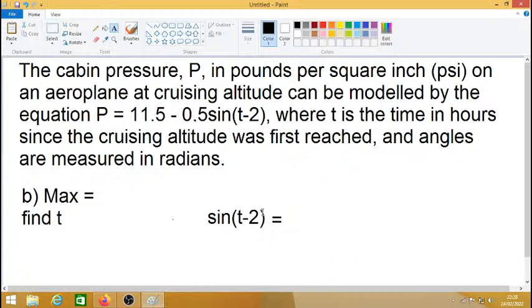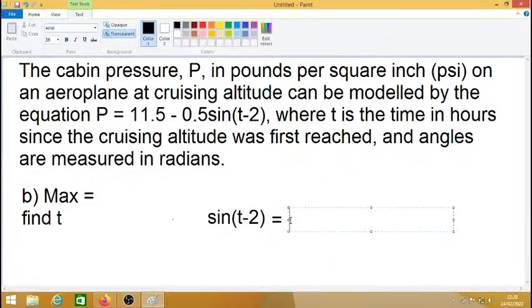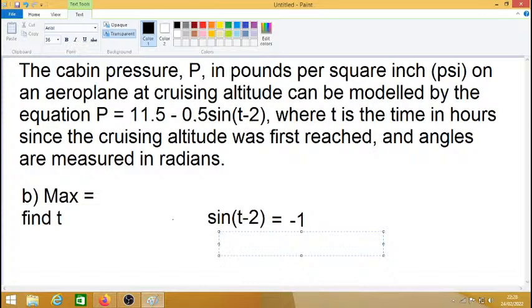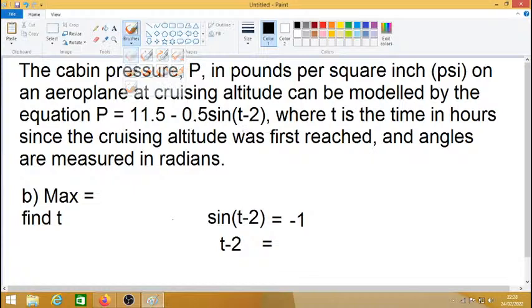And if you then inverse sine minus 1, you'll get your first answer on your calculator. So t, by inverse signing, on the left-hand side, I'm just left with t minus 2. And on the right-hand side, whatever your calculator gives you for inverse sine of minus 1, that will be minus pi over 2.